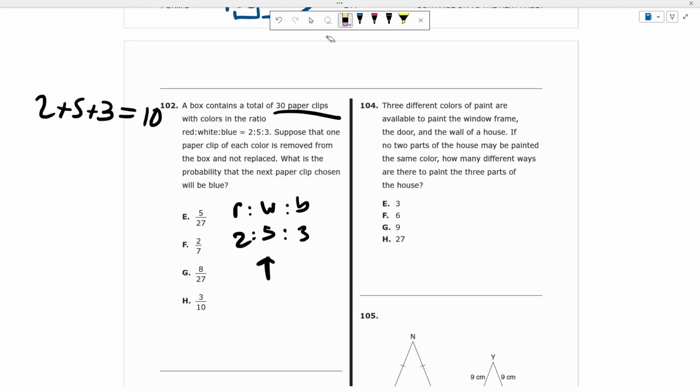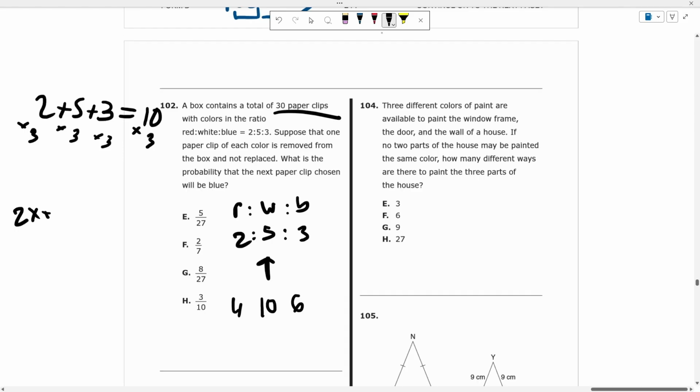So we actually need to find out what the original value is, or how many reds and whites and blues there are originally, which means that we need to figure out how we can turn this 10 into 30. Well, we just multiply it by 3, which means we multiply everything here by 3. Another way you could do this is just put it as 2x plus 5x plus 3x is equal to 30, or your total. You get that 10x is equal to 30, and that x is equal to 3.